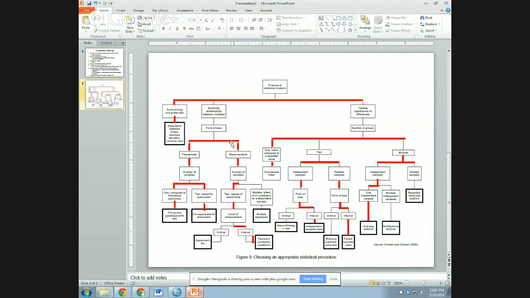Moving over here, if we're looking at measurement variables such as continuous variables, our next question is, are we looking for a degree of relationship? This is the amount of a relationship.